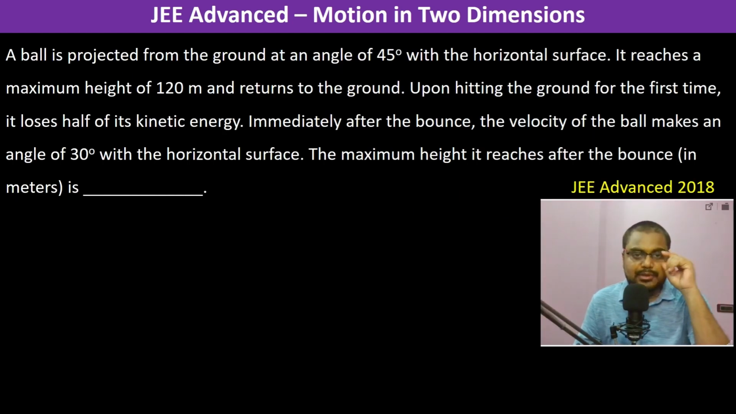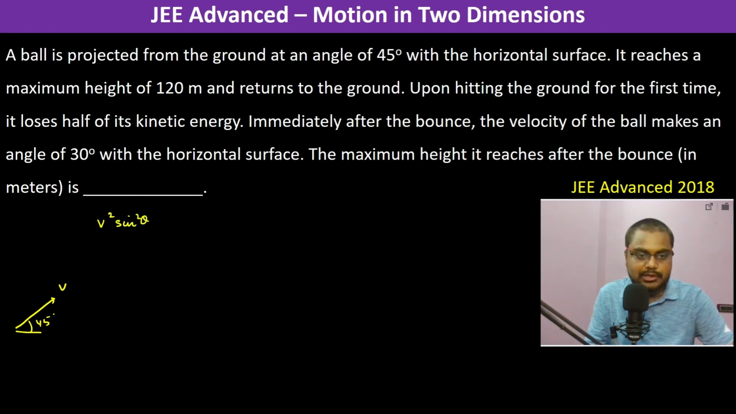A ball projected from the ground at angle 45 degree with the horizontal surface, with velocity v, reaches a maximum height of 120 meter. So that means we can write v square sine square theta by 2g, which is the maximum height, is going to be 120 meters. So therefore this becomes v square, sine square theta is 1 by root 2 into 1 by root 2, is going to be 1 by 2, into 1 by 20, equal to 120 meters.